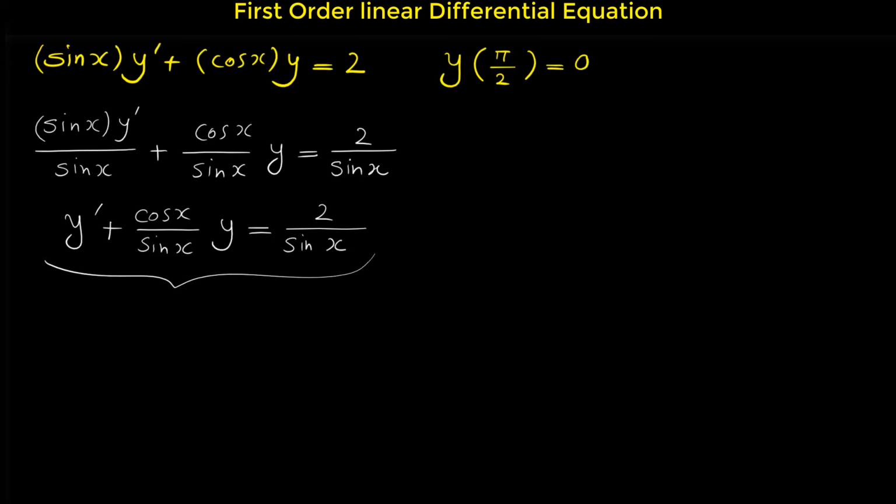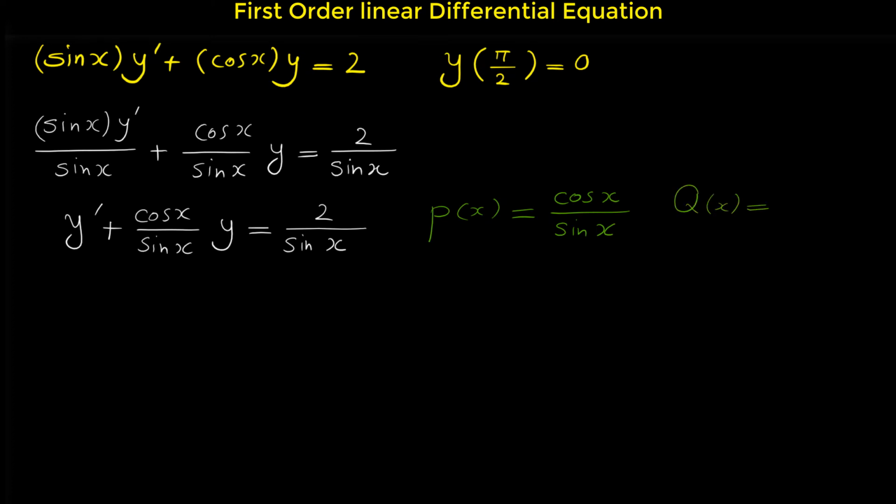Now our differential equation is in the standard form, because the coefficient of y prime is 1, and so this is a first order linear differential equation. The first step is to find the integrating factor. Note that in this equation p of x, the coefficient of y, is cosine of x over sine of x, and q of x is 2 over sine of x.